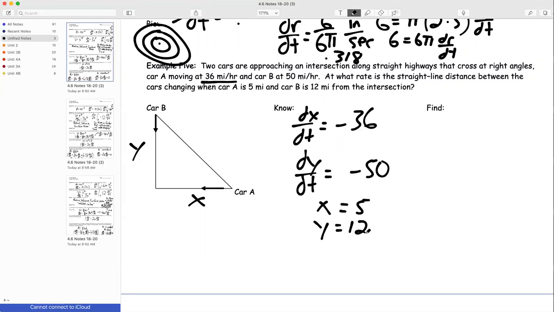And so what am I trying to find? The rate at which the straight line distance between the cars is changing. So I'm going to call this S. It doesn't matter what you call it, as long as you're consistent. And so I am trying to find the rate of change of that distance, so ds/dt.